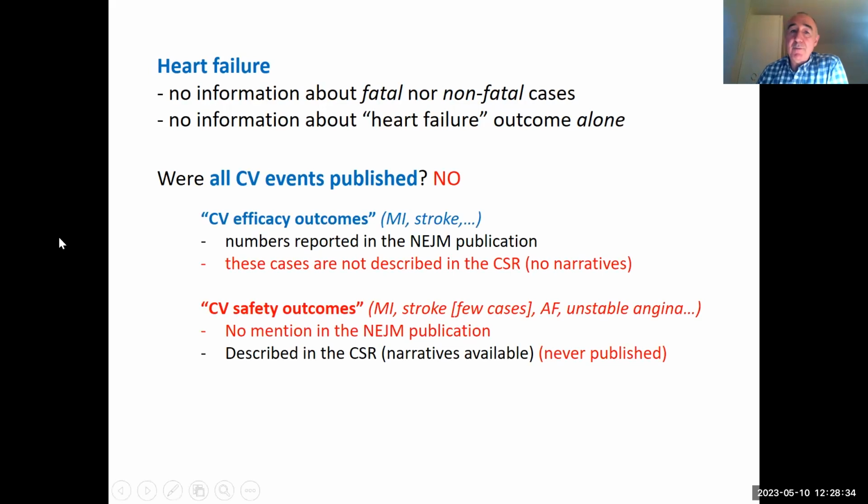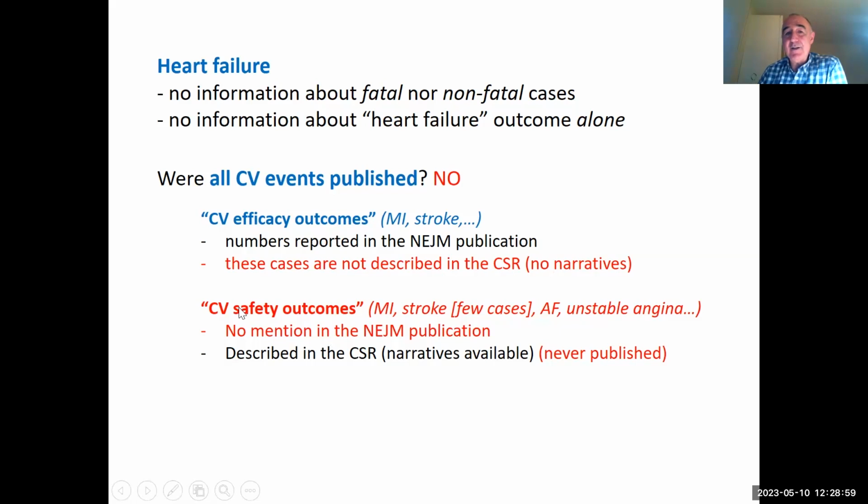Why? Because those tagged as efficacy outcomes were published in numbers in the New England publication, let's say myocardial infarction, stroke, and all that. But these cases were not described in the clinical study report. We have no narratives. We cannot double check what happened.